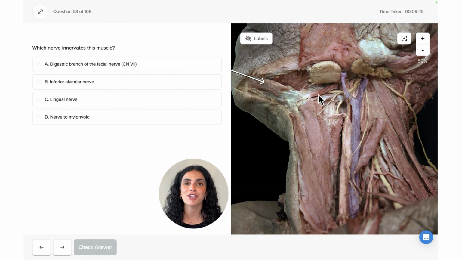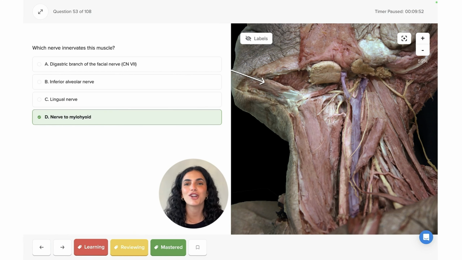So in terms of our question here, which nerve innervates the anterior belly of the digastric muscle? The answer to this question should be nerve to mylohyoid.